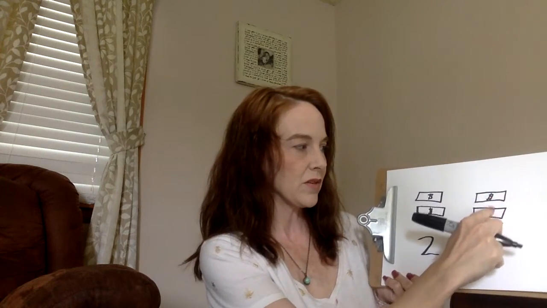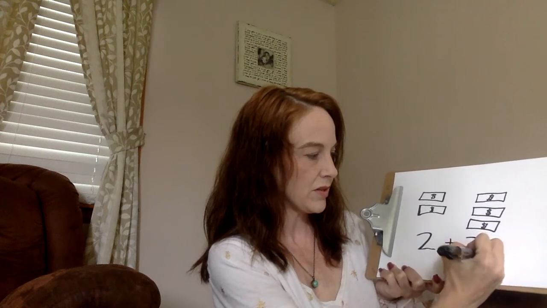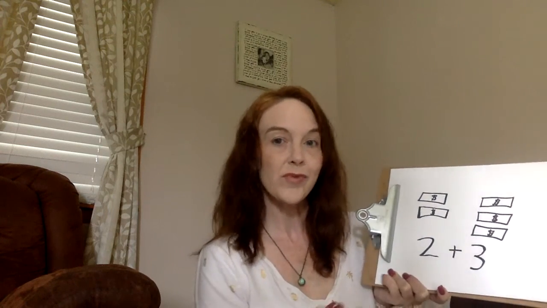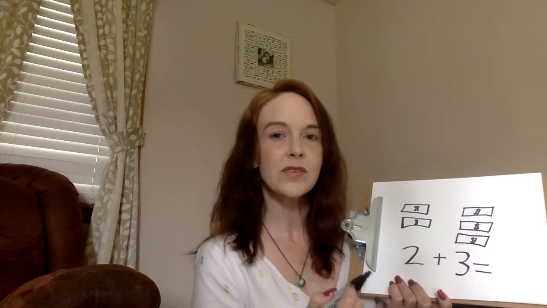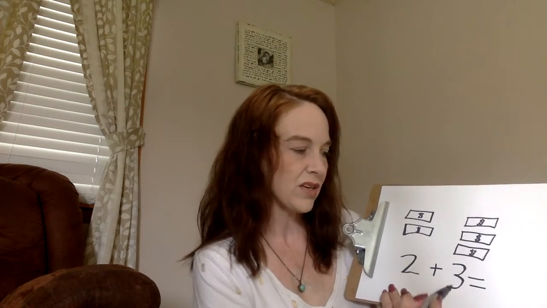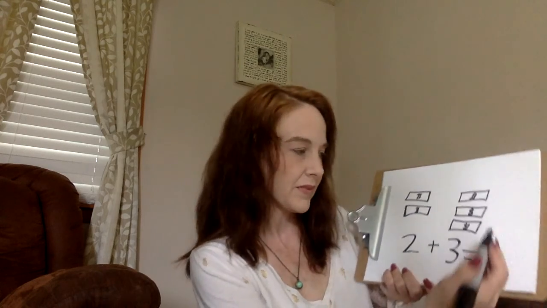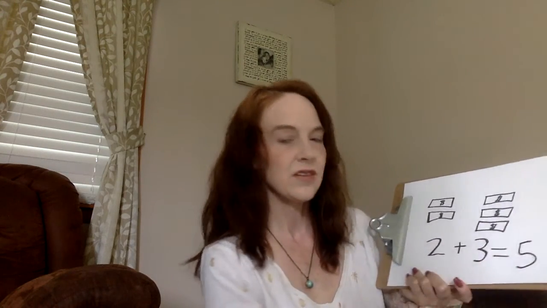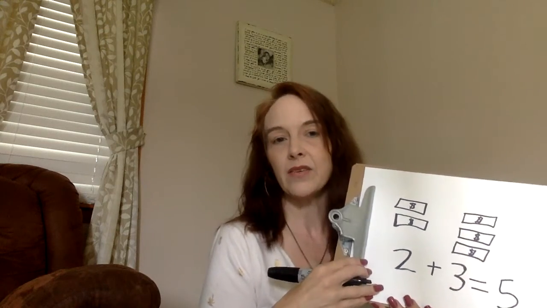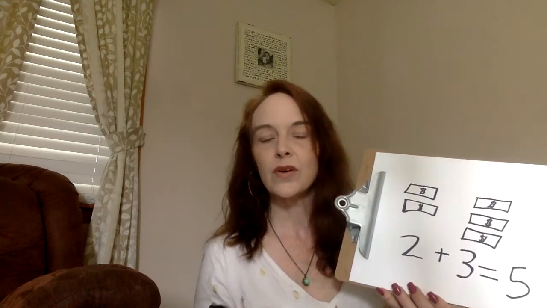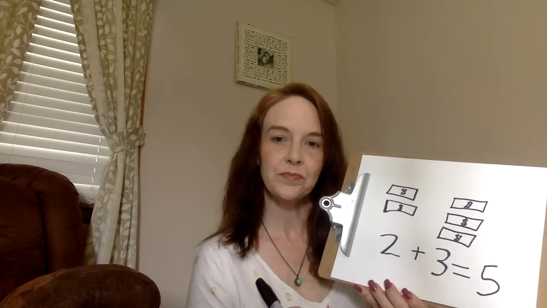So 2 plus, Johnny gave me $3. 2 plus 3. And then what do we put before our answer? Equals. So my number sentence is 2 plus 3 equals, that's right, it's 5. 2 plus 3 equals 5. So that's one way you can use a strategy to figure out your word problem. You can draw a picture.